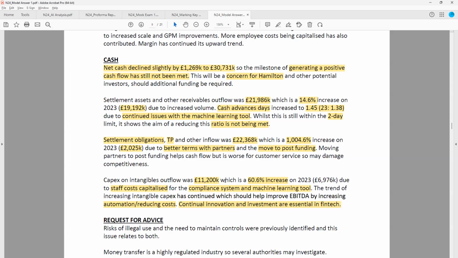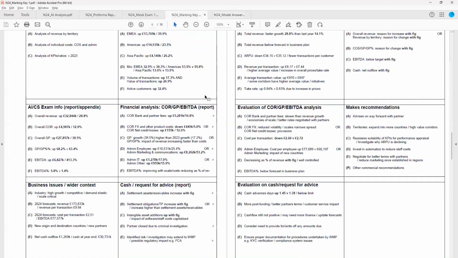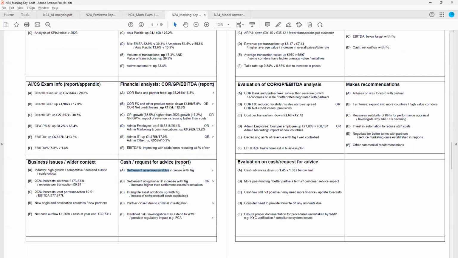So in a very similar exam technique here, you'll end up picking up marks in the same way on the cash boxes. You can see, go out, pick out the main amounts. Obviously, the headline number, the cash flow, it's an outflow. Then we've got marks here for the settlement assets, and for some further analysis, the evaluation by looking at the cash advances days. And then again, we can see here, like better partner terms, the intangible assets, etc.